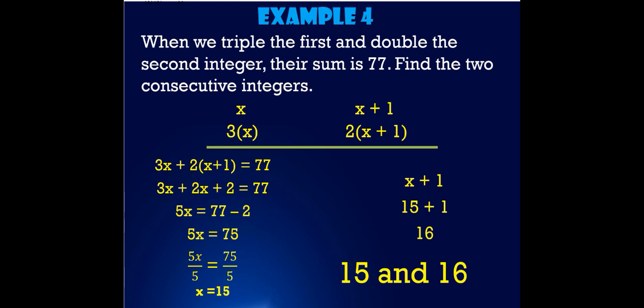Okay? So, para ma-check natin, sabi, si first number daw, pag tinriple natin, is 15 plus 15 plus 15 is equal to 45. Si second number naman daw, ay dodoblihin naman natin. So, 32 plus 45 is equal to 77. Therefore, we got the right answer.